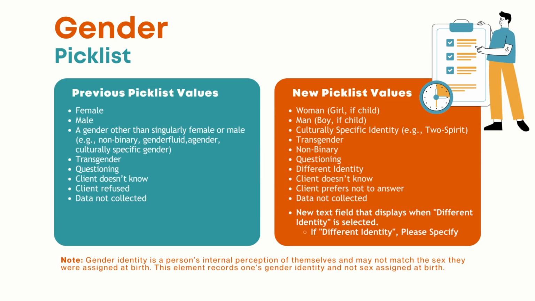The gender pick list is also an update that you will see in the system. The previous pick list values were female, male, a gender other than singularly female or male, transgender, questioning, client doesn't know, client refused, data not collected.